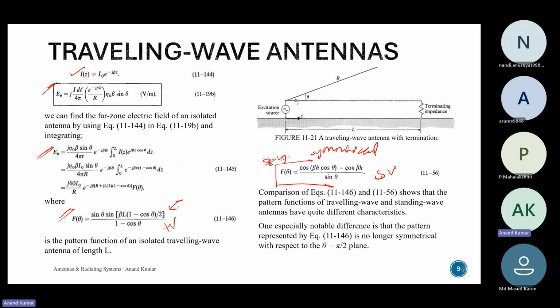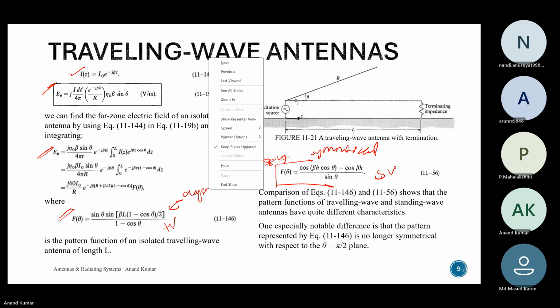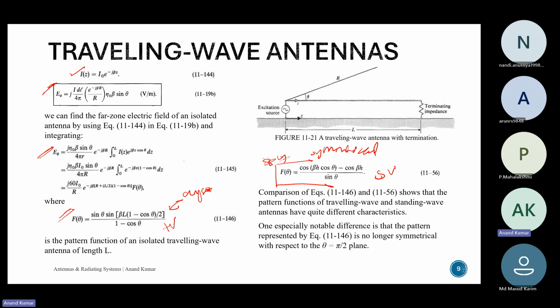and the pattern function for the isolated traveling wave antenna is asymmetrical. I still can't erase. So anyways, this is asymmetrical.